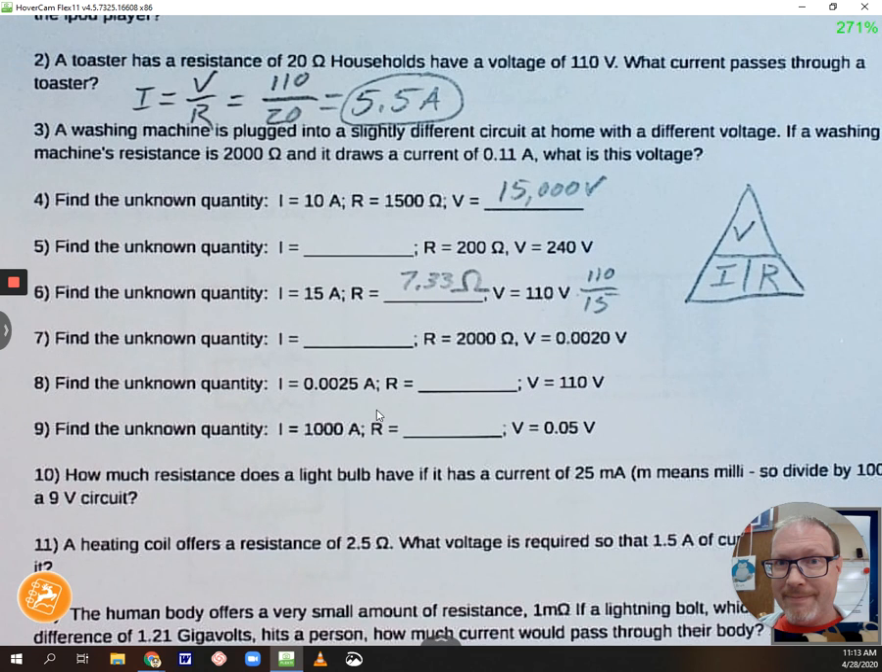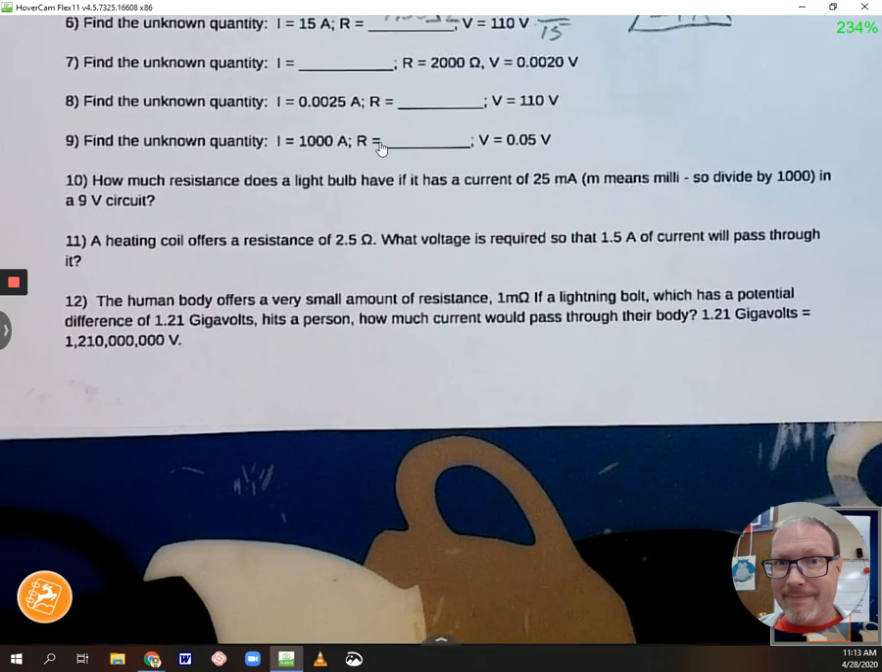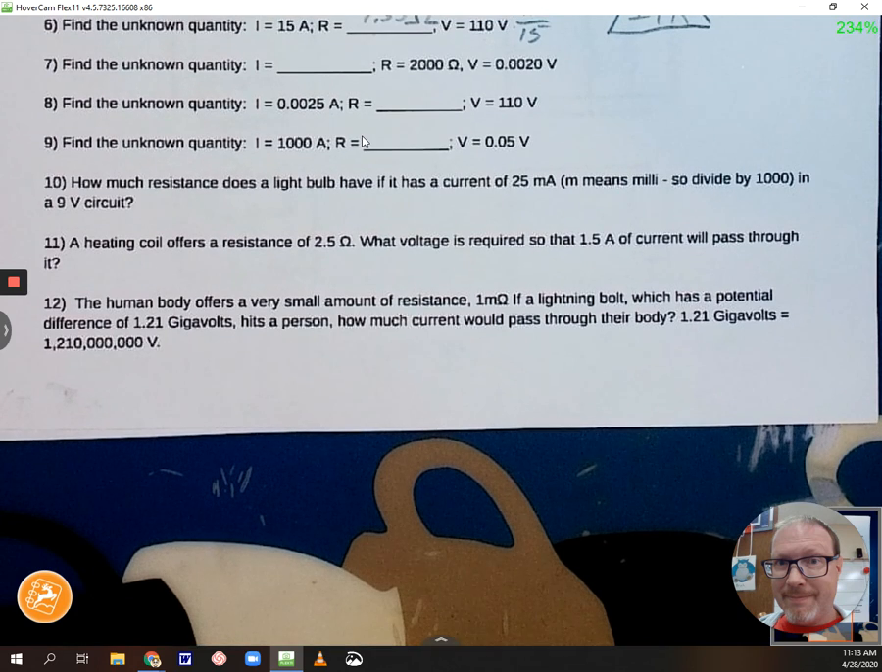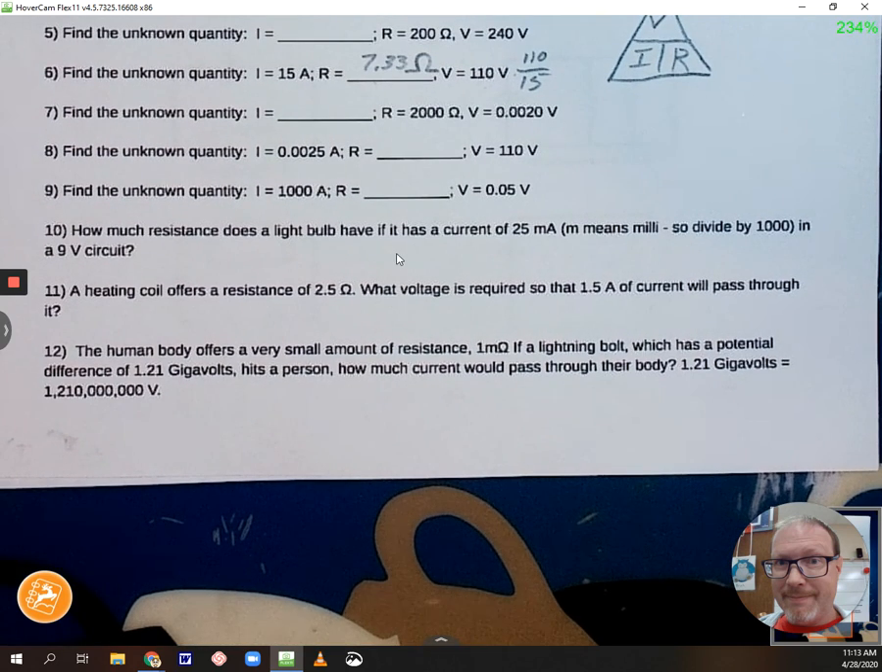But the rest of those are fairly easy for you to piece together. Just use your magic triangle and solve for what you're missing. Now we've got a few more word problems down here at the bottom. I'm going to give you just a couple heads up on this. They do try and throw a few units at you, but it tries to be nice and fill you in on that.